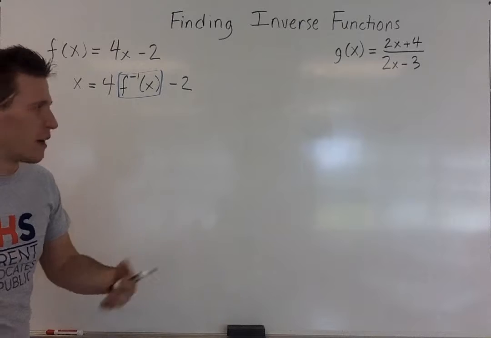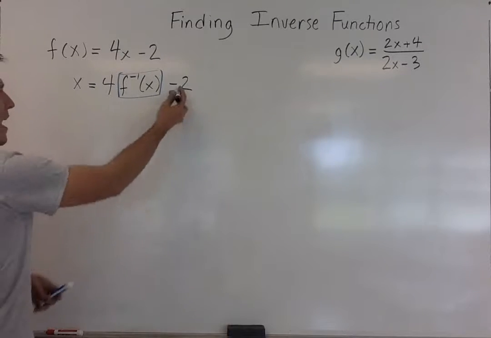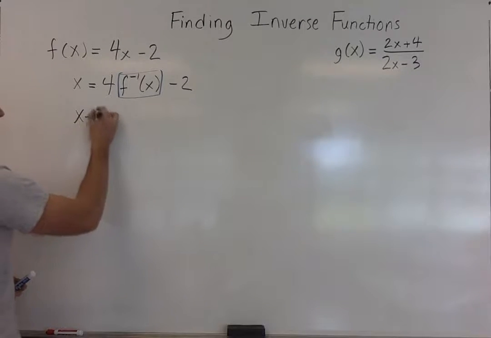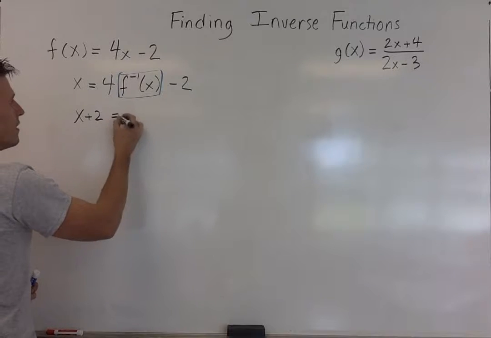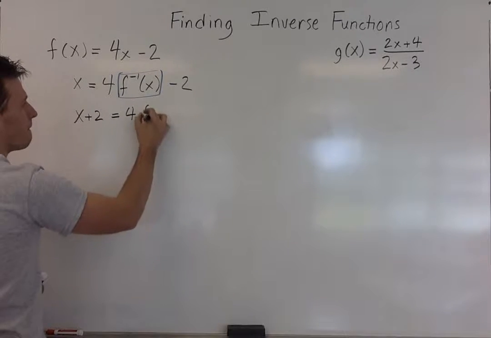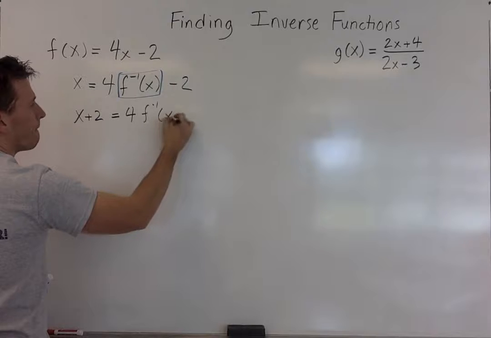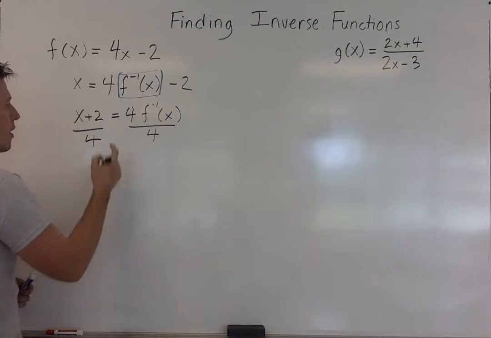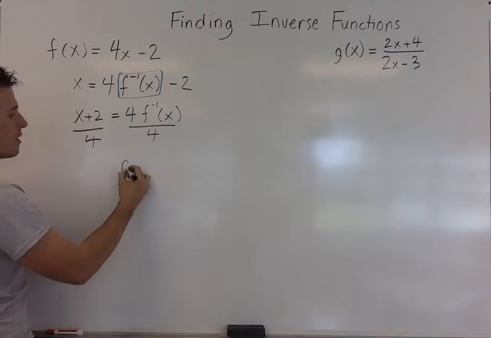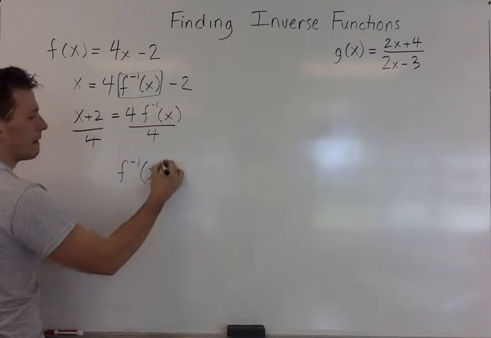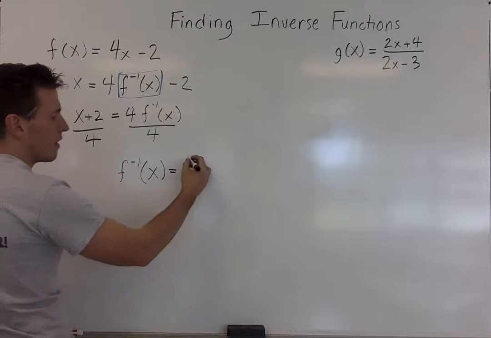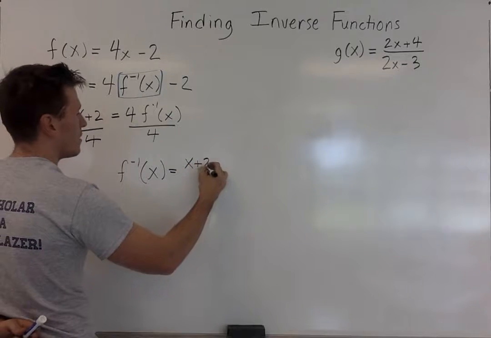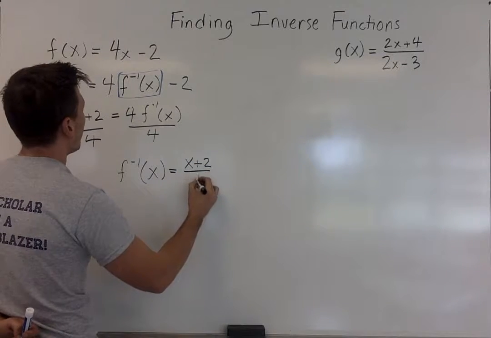And we're going to do the algebra the same way we always would. So step 1 would be to add 2 to both sides. And step 2 is going to be to divide both sides by 4, which means that my inverse function is going to be x plus 2 divided by 4.